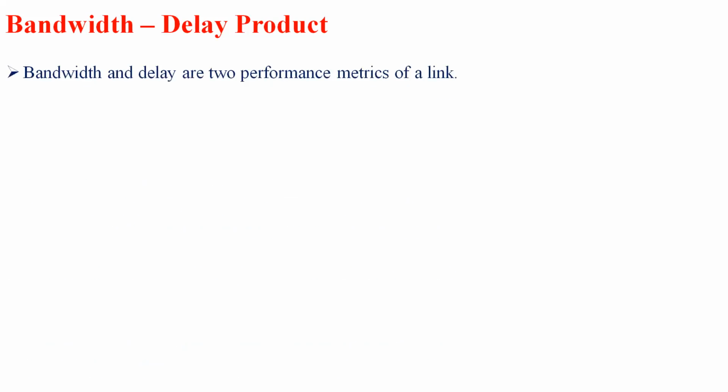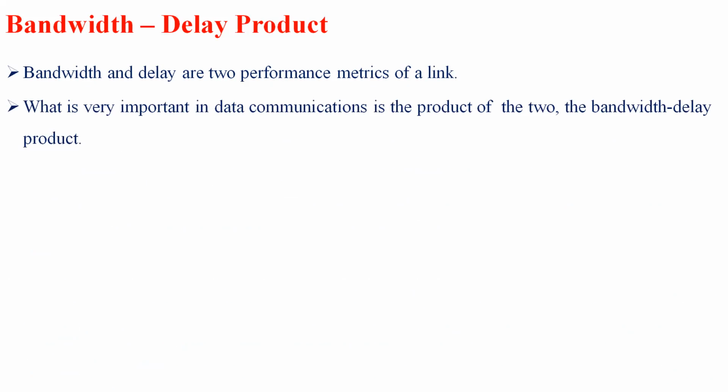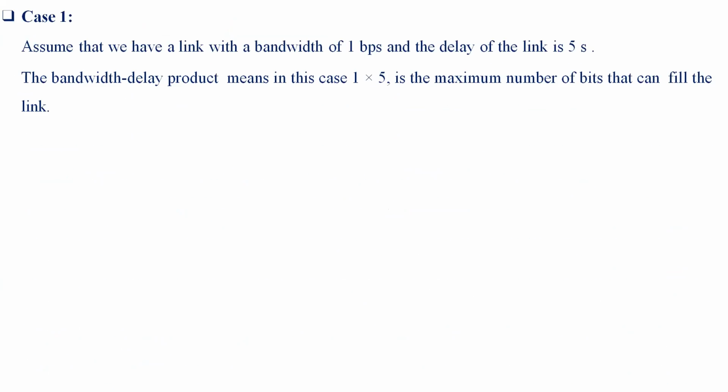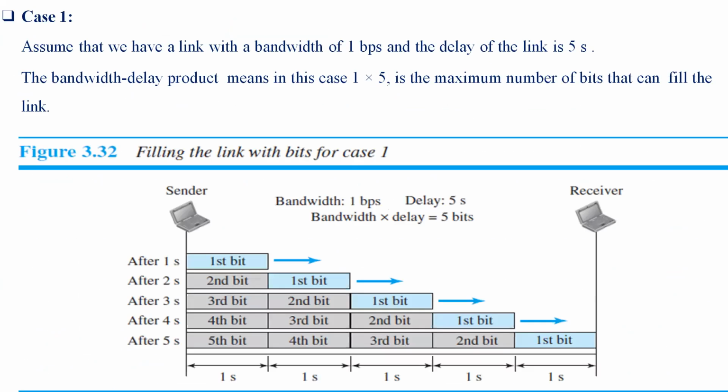Next we have a term called bandwidth delay product. Bandwidth and delay are the two performance metrics of a particular link. However, what is very important in data communication is the product of the two, that is the bandwidth delay product. Let us elaborate with two hypothetical examples. Assume we have a link with a bandwidth of 1 bit per second and a delay of 5 seconds. The bandwidth delay product is 1 times 5, that is 1 bit per second times the number of delays. It gives the maximum number of bits that can fill the link.